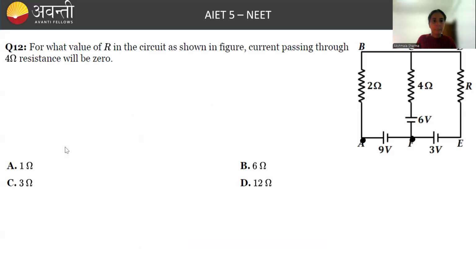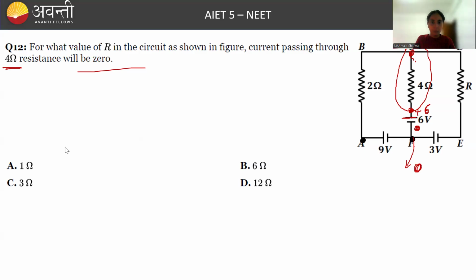For what value of R in the circuit as shown in the figure will the current passing through the 4 ohm resistance be 0? So the current passing through this is 0. If there is no current flowing through the 4 ohm, it means the potential difference between these two is what? 0. So if here this is plus 6 volts, say, suppose, then here it will also be plus 6 volt. If I am giving it a 0 volt reference.